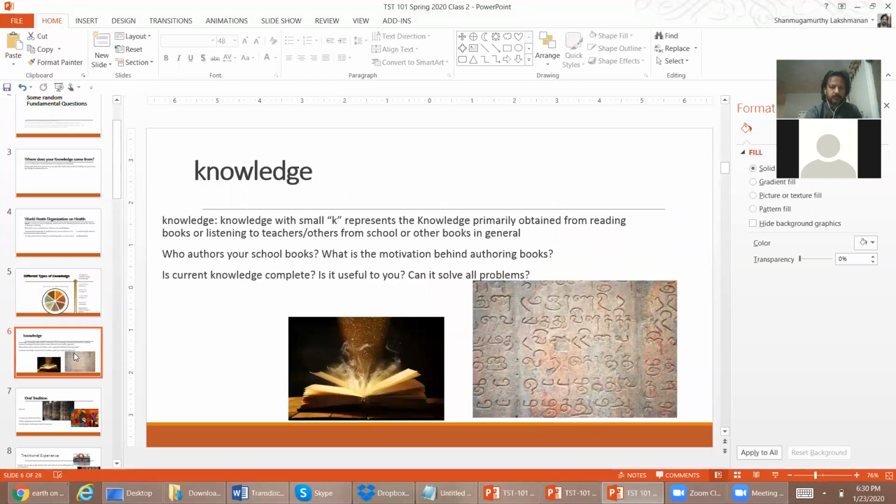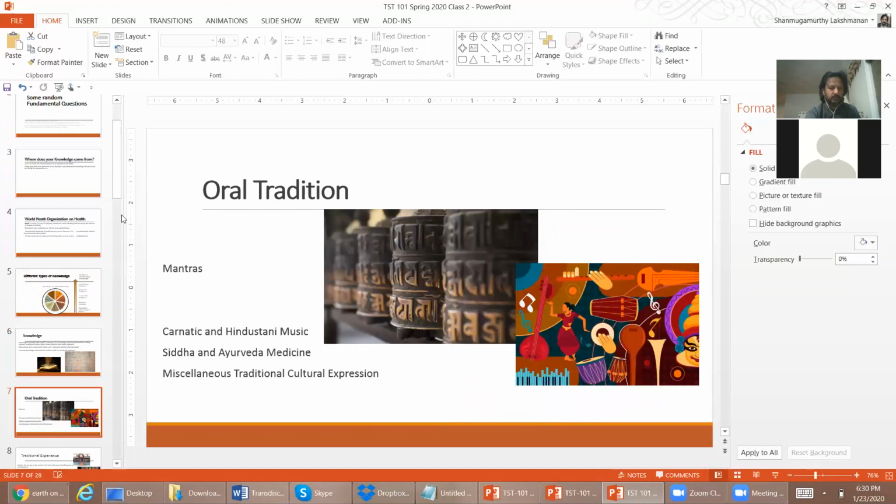Then we were talking about what knowledge means. It could be books, learning, listening to others in general, like modern knowledge. Then we were talking about oral traditions, which means transmitting energy only through sound, which only comes through the ears. I gave examples of mantras and classical music.